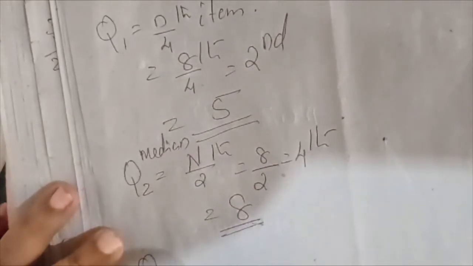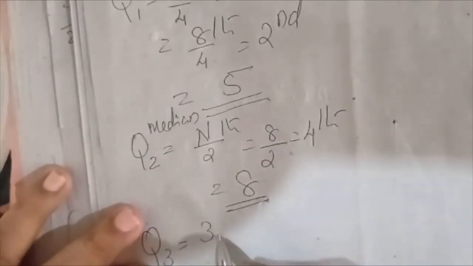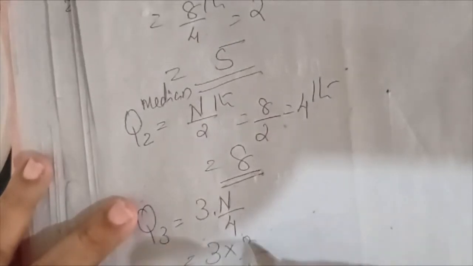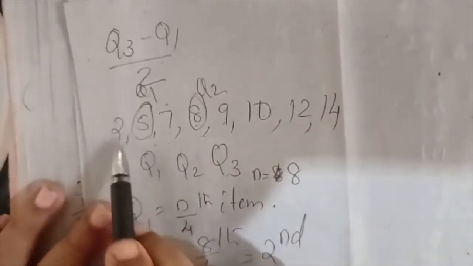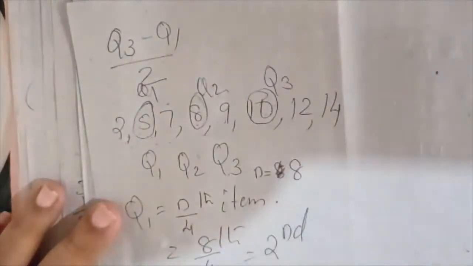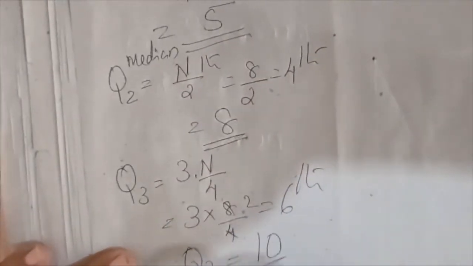Then Q3. Q3 means, what is the formula? 3 into n by 4. That is 3 into 8 by 4. 6th item. Which is the 6th item? 1, 2, 3, 4, 5. The 6th item is 10. Q3 is equal to 10.